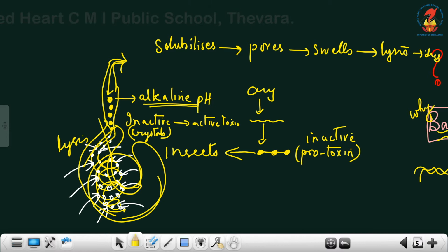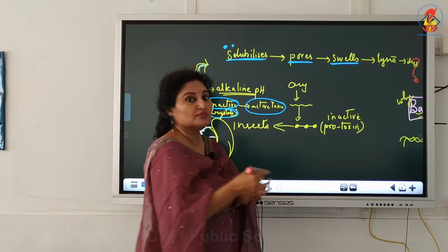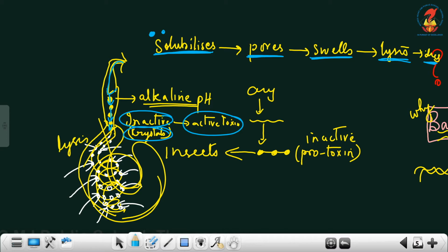Remember that sequence. So the inactive toxin is in which form? It is in the crystalline form. So these crystals are taken in. Once it gets into the gut, it gets deposited on the walls of the midgut, and then these crystals solubilize. Then it forms pores on the midgut. Once pores are formed, the gut swells. How does it swell? Water from the surrounding enters, and it swells. Finally, it bursts, ruptures, and the insect dies.